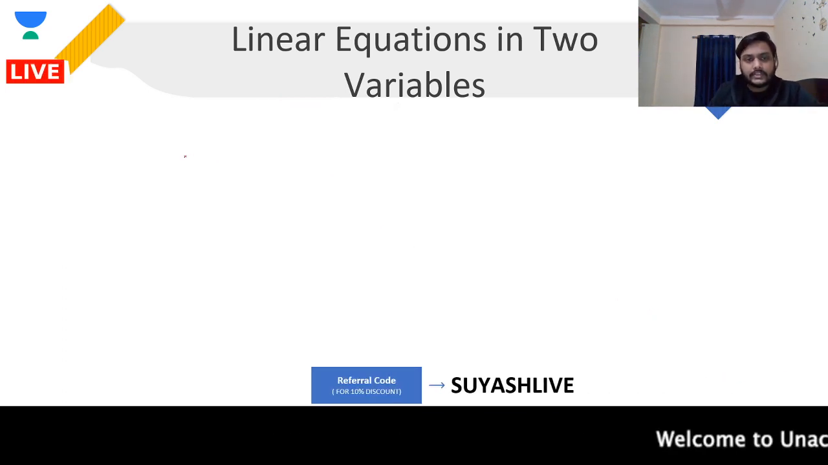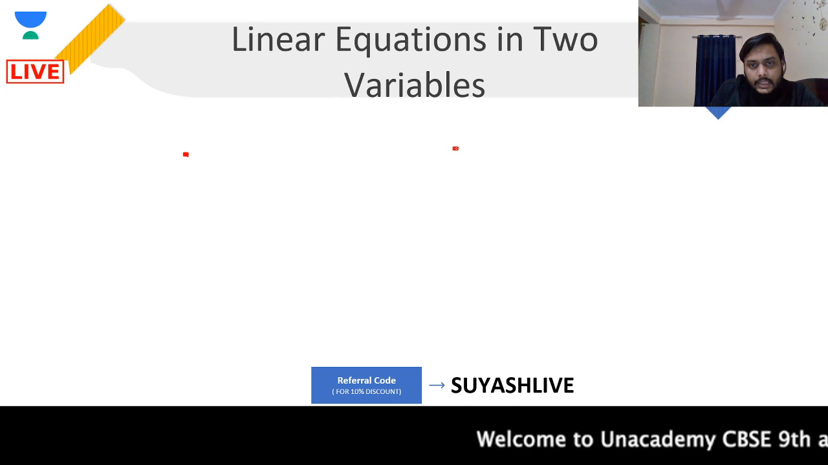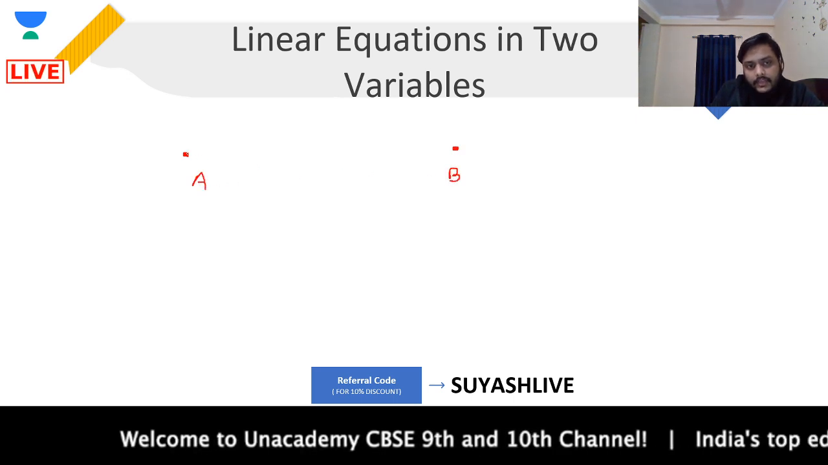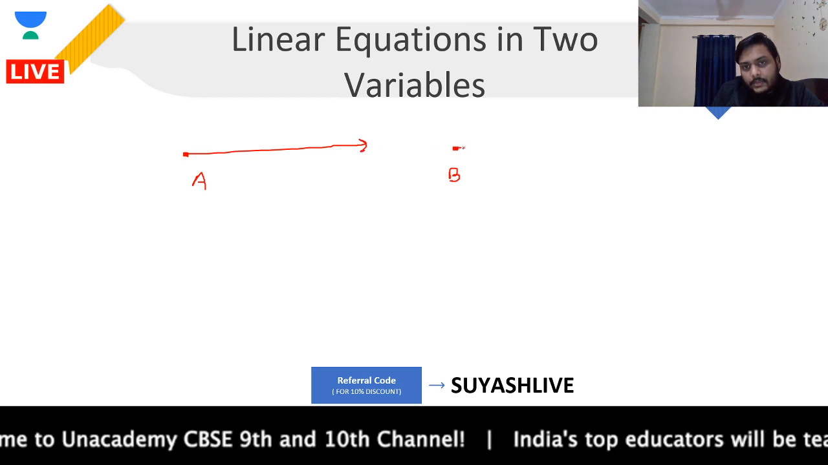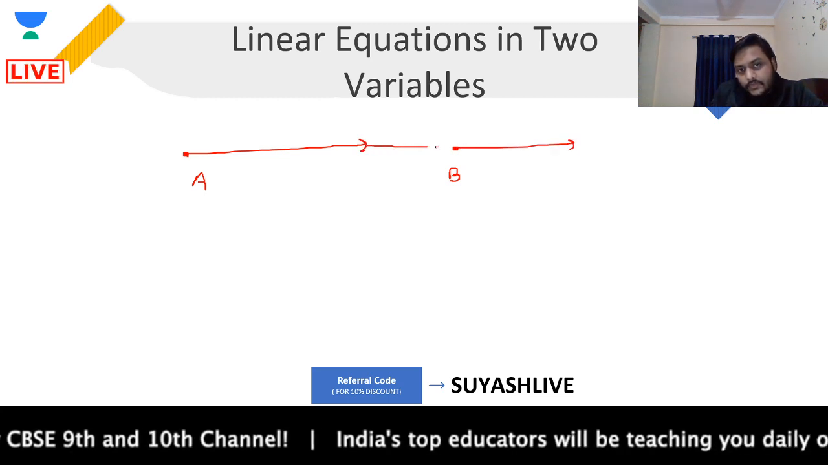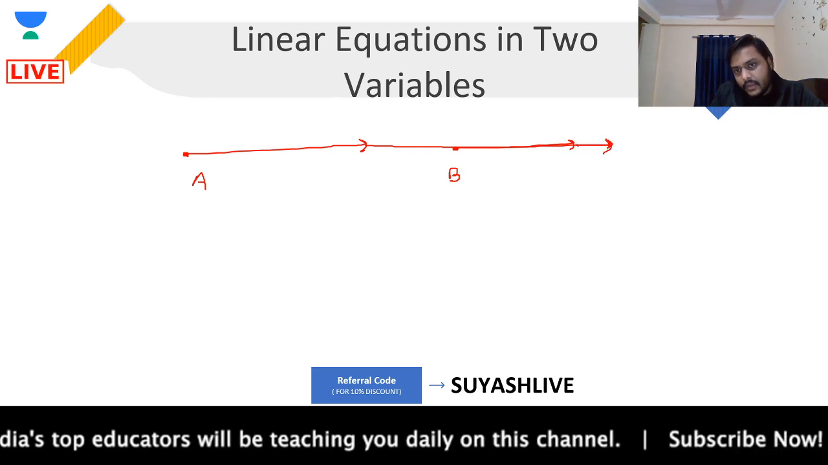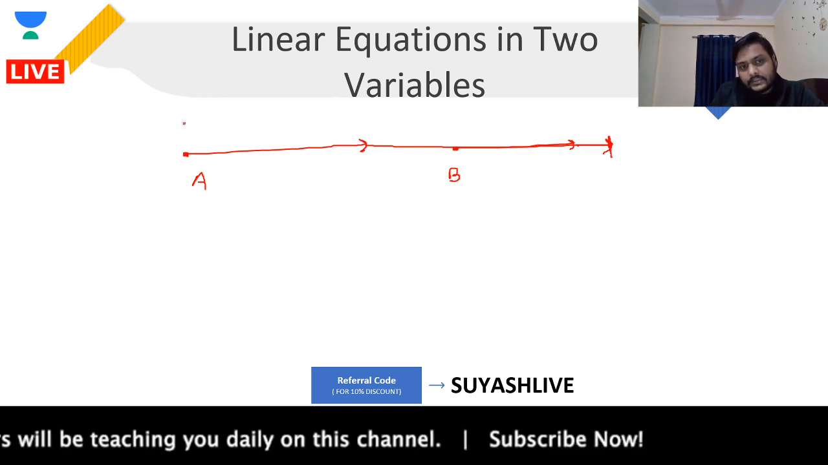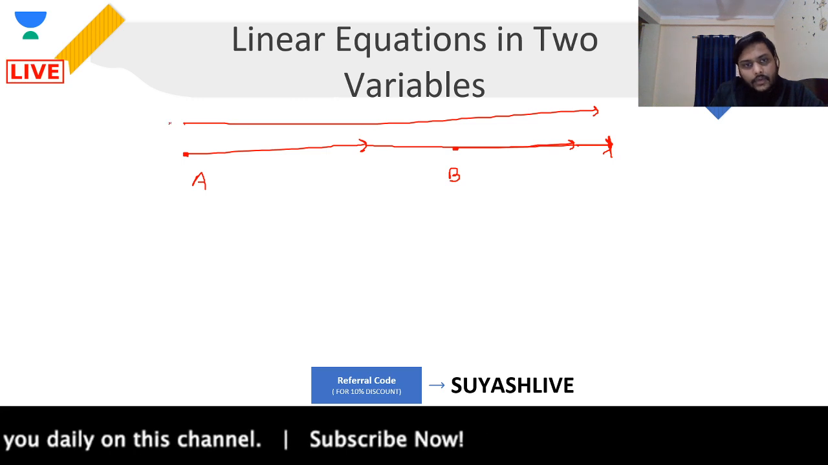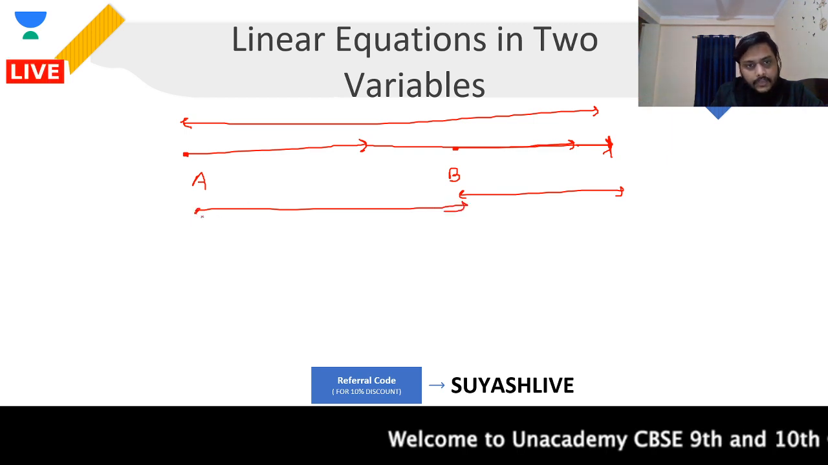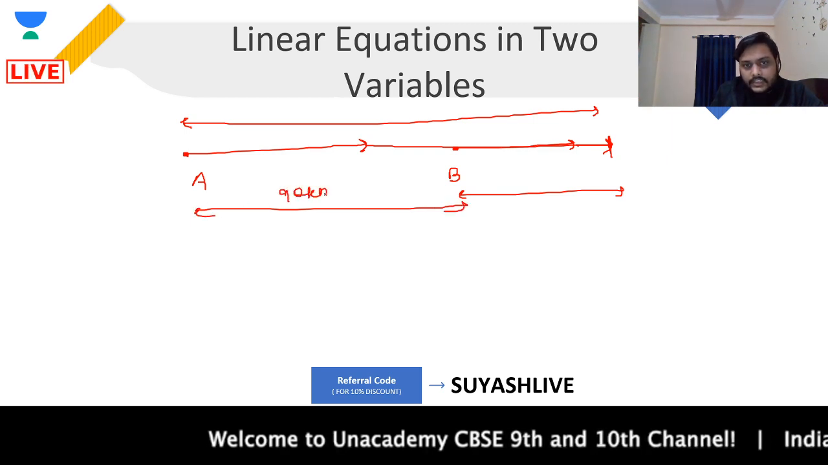First is what? First, I said when I have A and B, if A and B move in the same direction, then let's assume A is moving in this direction and B is moving in this direction. So somewhere here they will be meeting, at this point. So I can say distance traveled by A minus distance traveled by B is equal to the distance between AB, that is equal to 90 kilometer. This is my first equation.